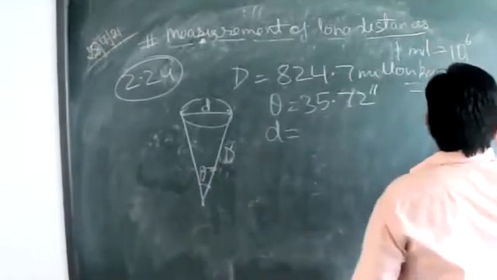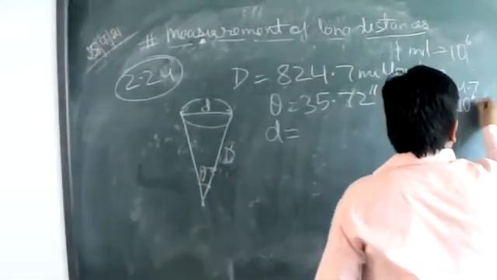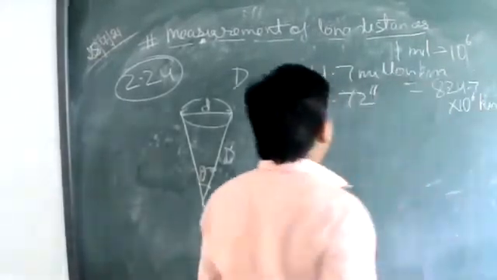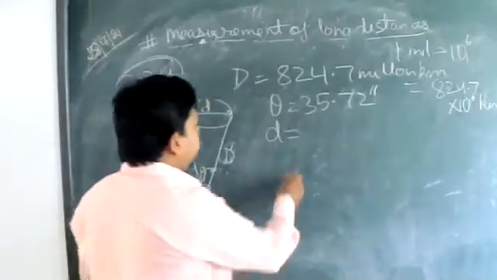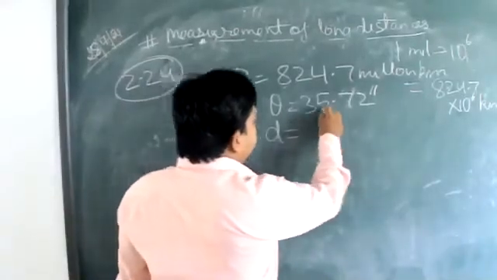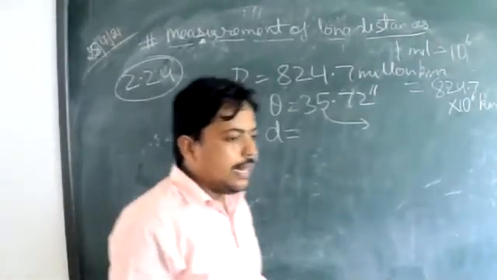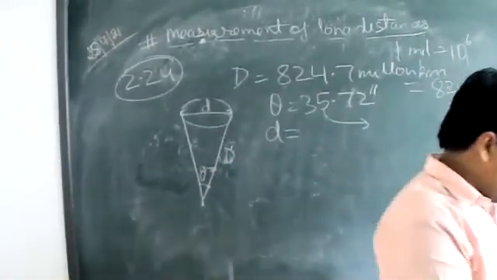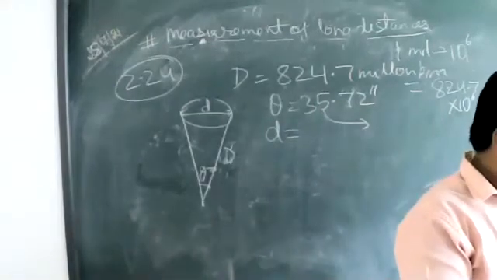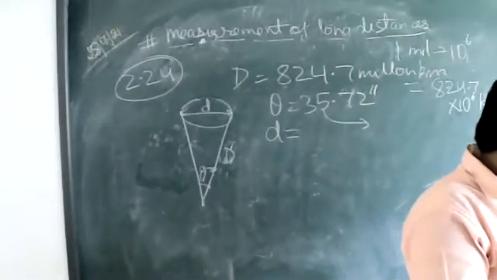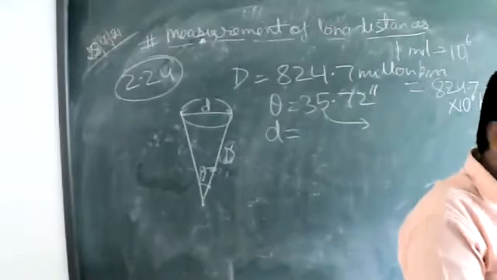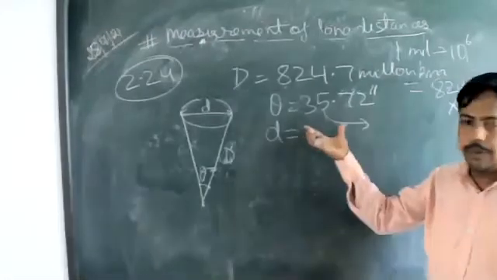Now we have the value of d, 10 to the power 6 kilometers. What we need to convert is the value of theta. What is the value for 1 second, which we calculated recently? For 1 second, how many radians? The angle should be converted into radian.